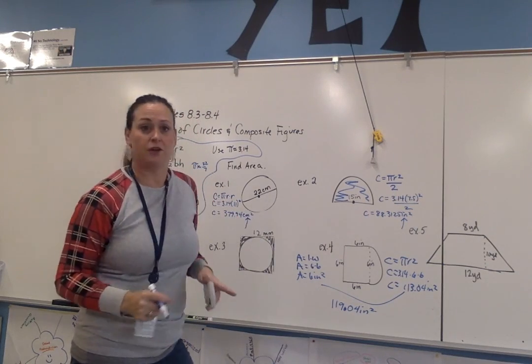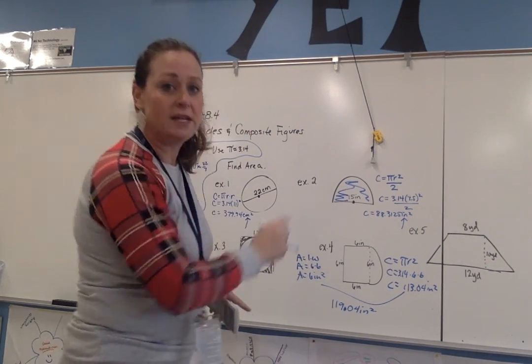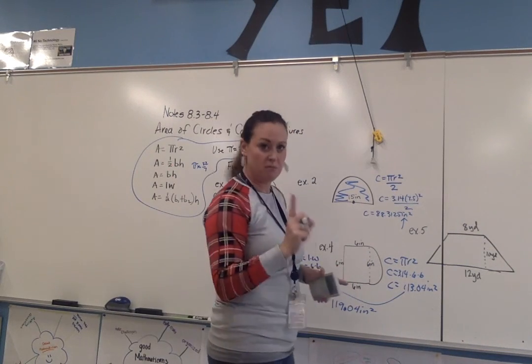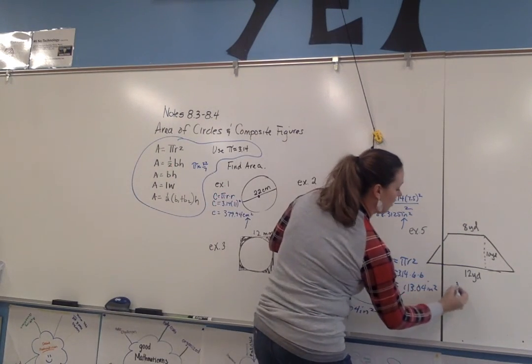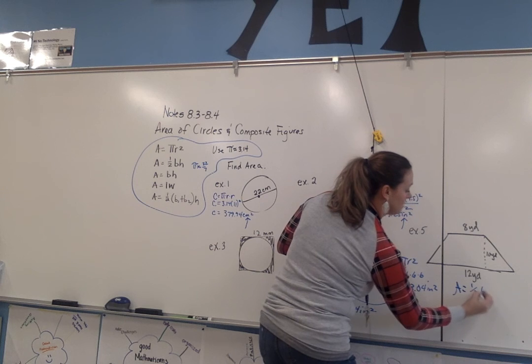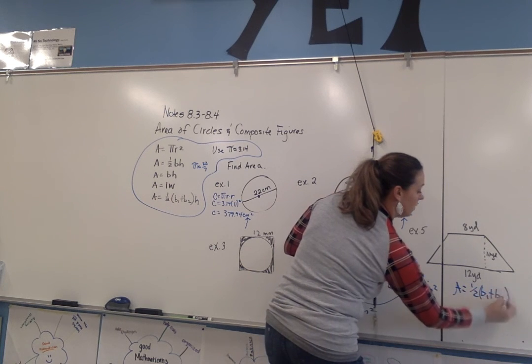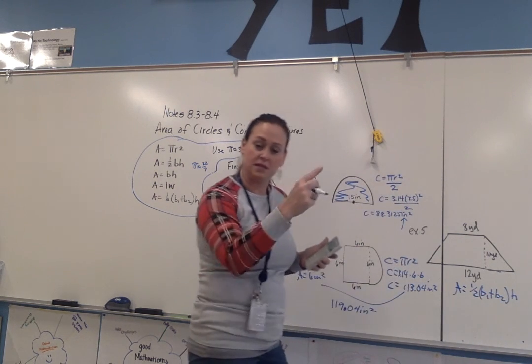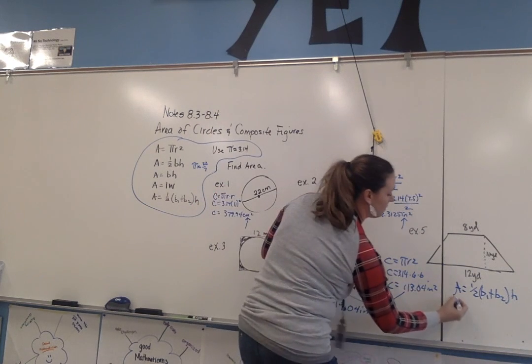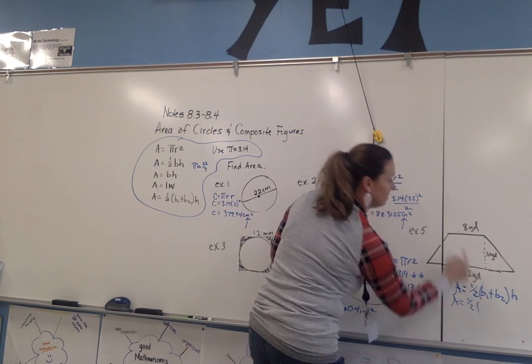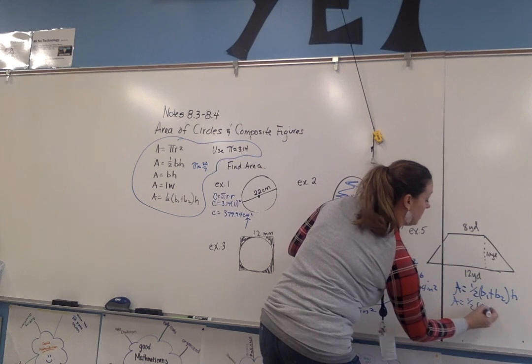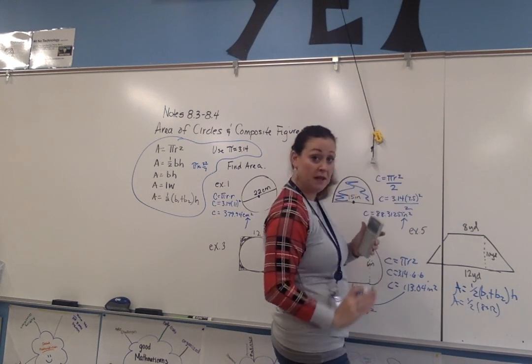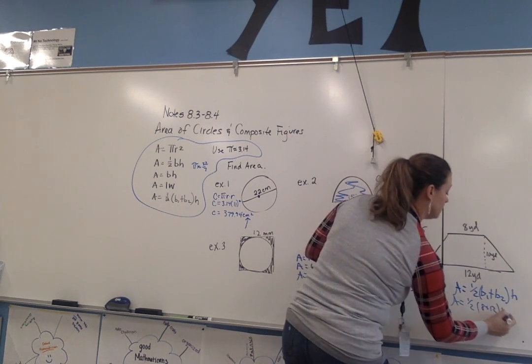Adding together composite figures. The last one I did is I just did a basic trapezoid to make sure you understood the formula. Area equals 1/2 base 1 plus base 2 all times height. The base is the top and the bottom, so I'm going to plug in 1/2 times the bottom base and the top base, which is 8 plus 12. I'm going to multiply that by the height, which goes straight up, times 10.